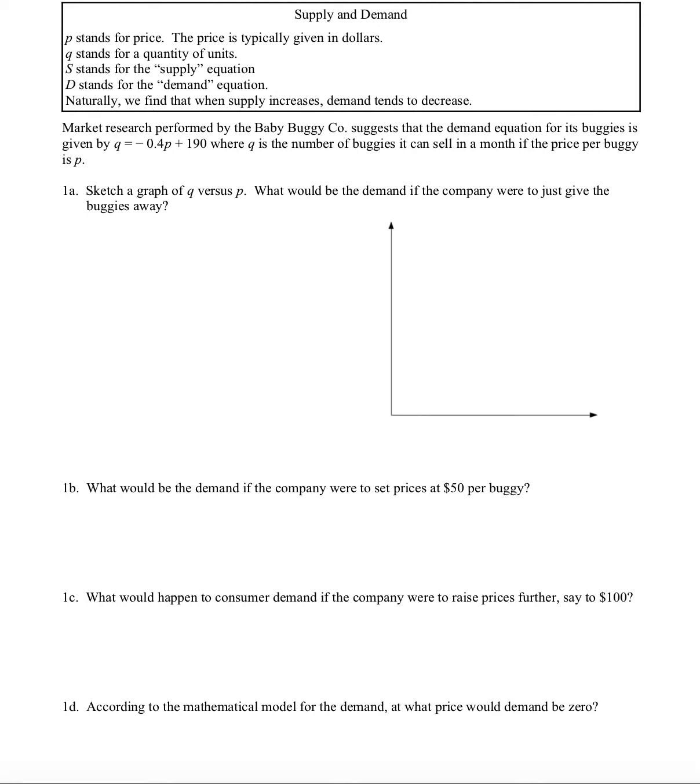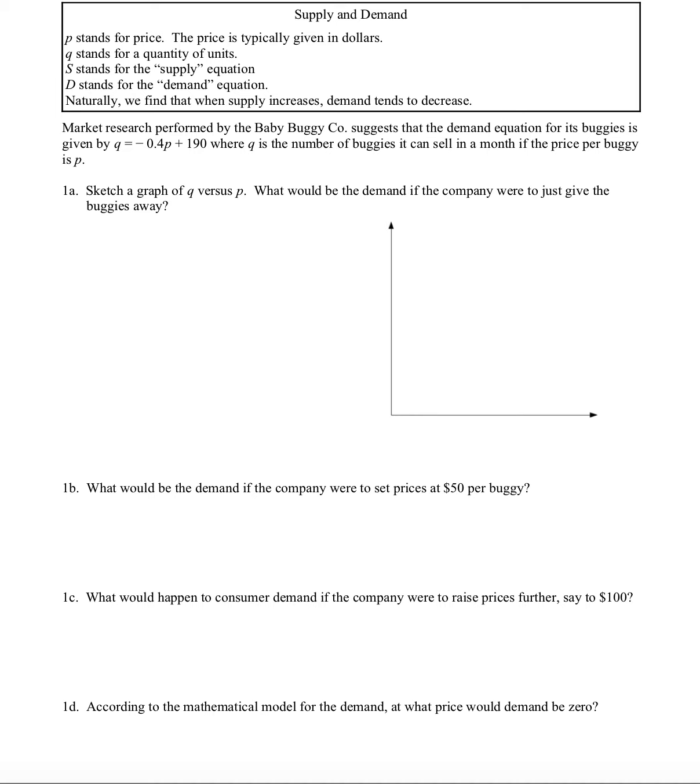This section is about supply and demand. In supply and demand equations, P will typically stand for price, and price is given in dollars usually. Q will stand for a quantity of units. S stands for the supply equation, and D stands for the demand equation. Naturally, we'll find that when supply increases, demand tends to decrease.